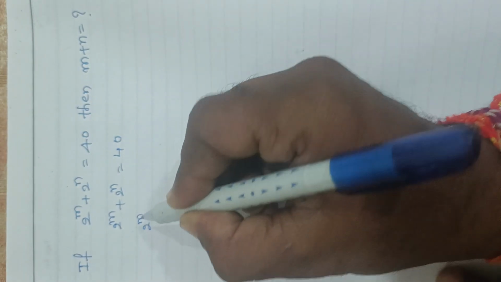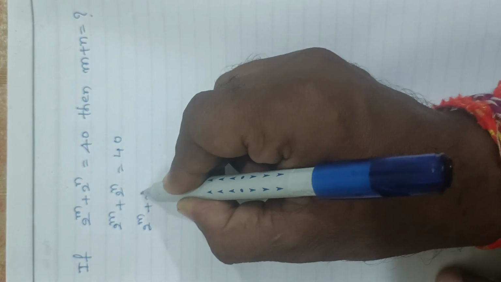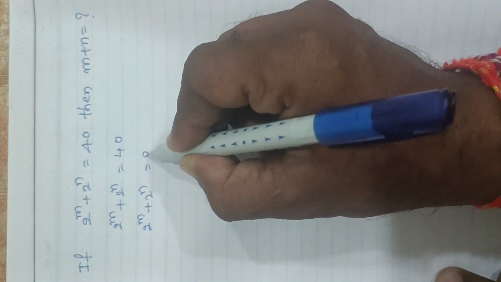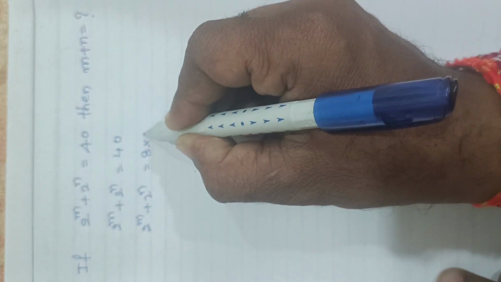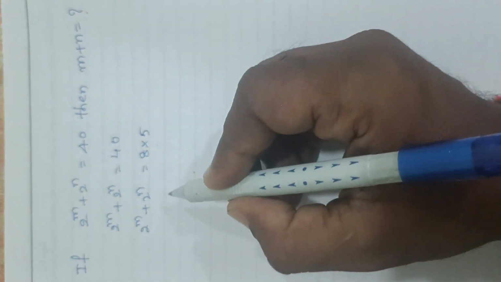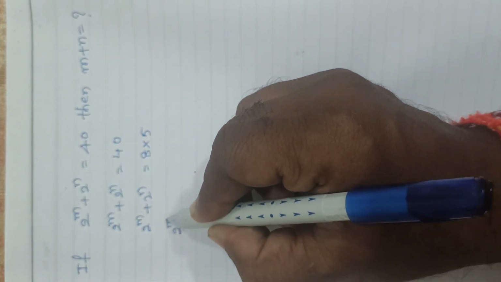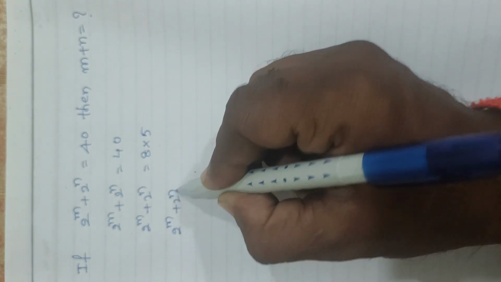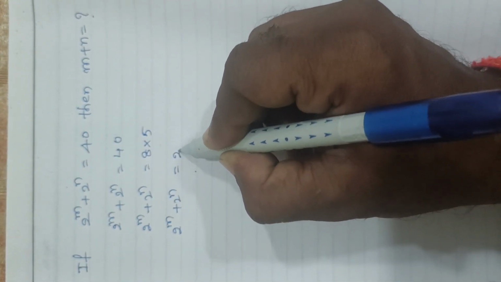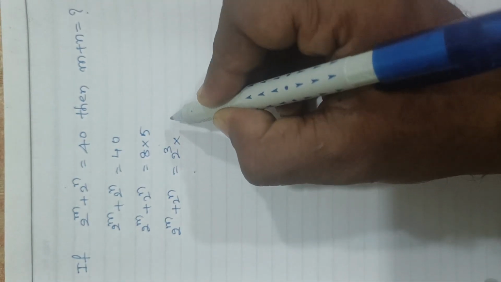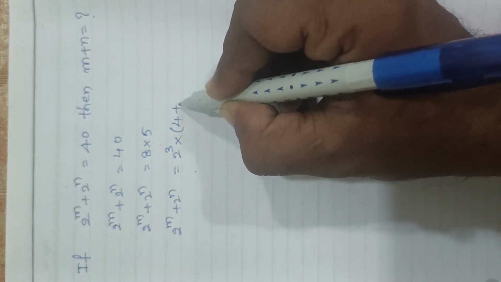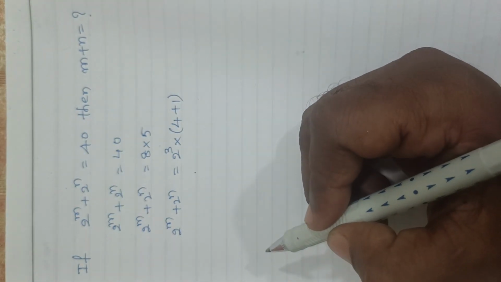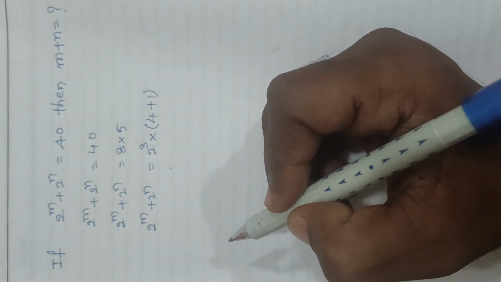This we can write as 2 power m plus 2 power n, so it can be written as 8 into 5. 8 is a perfect cube. So 2 power m plus 2 power n is equal to 2 cube into 5, we can write as 4 plus 1. So this is the exponents and powers problem.